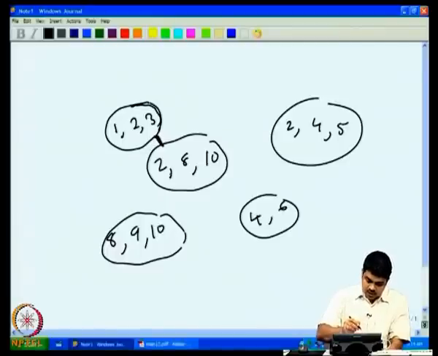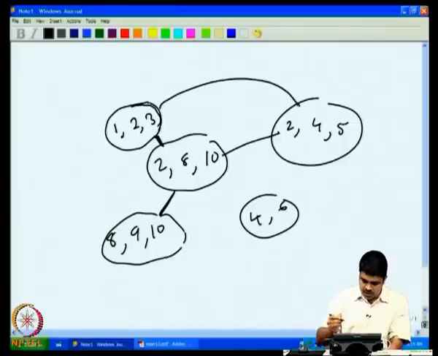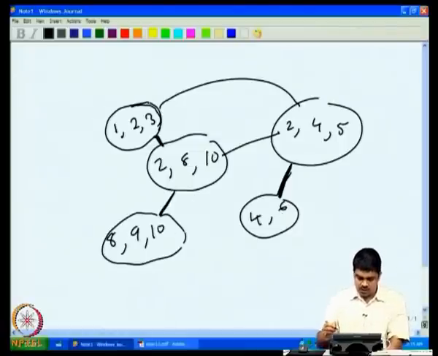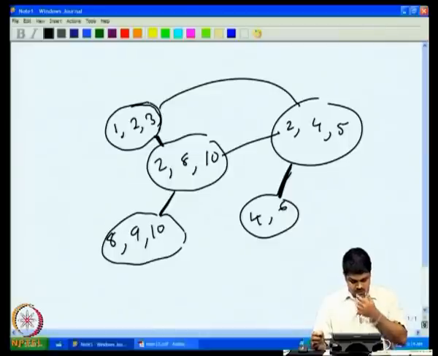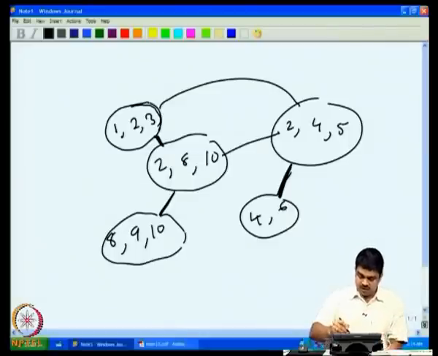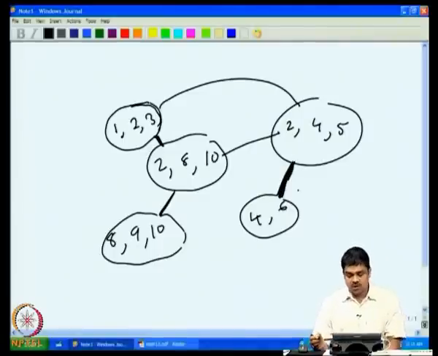Between this and this there is an edge, between this and this there is an edge, between this and this there is an edge, and between this and this there is an edge. And let us see 4, 6, now there is nothing common here. So, these are the edges. Which means that whenever there is an edge between two vertices, the committees corresponding to those two vertices cannot meet on the same day.